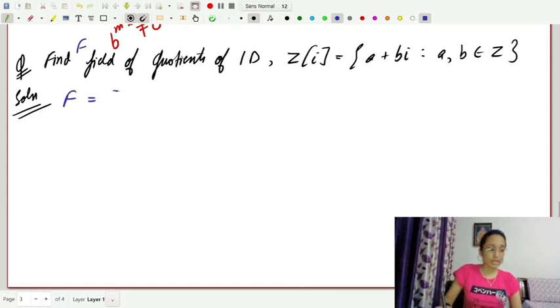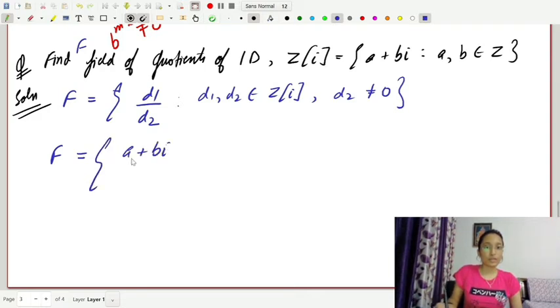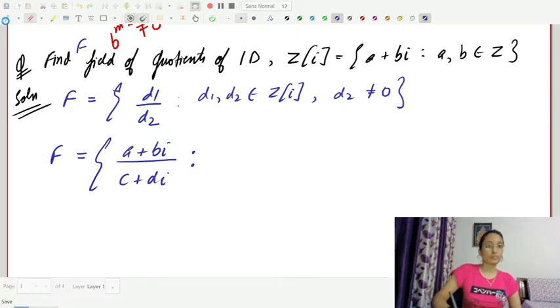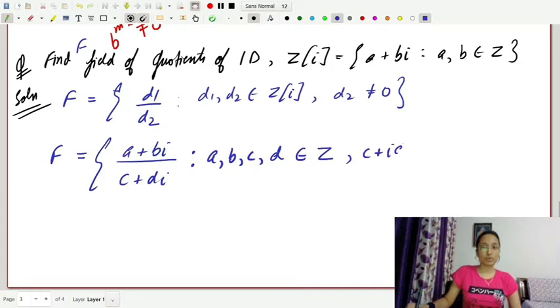So F is defined by d1 over d2, this is the common notation I used, such that d1 and d2 belong to Z[iota] and d2 is not equal to 0, which in turn implies F is equal to a plus b iota over c plus d iota, such that a, b, c, d belong to integers and c plus iota d is not equal to 0.